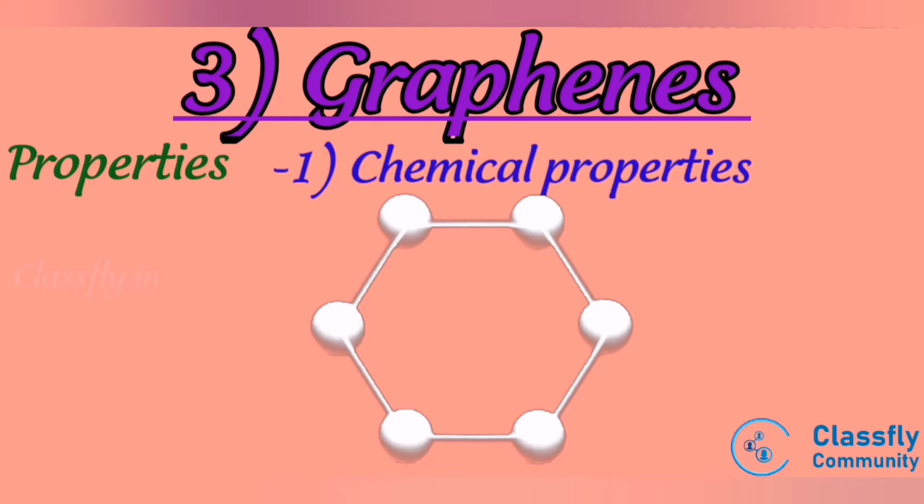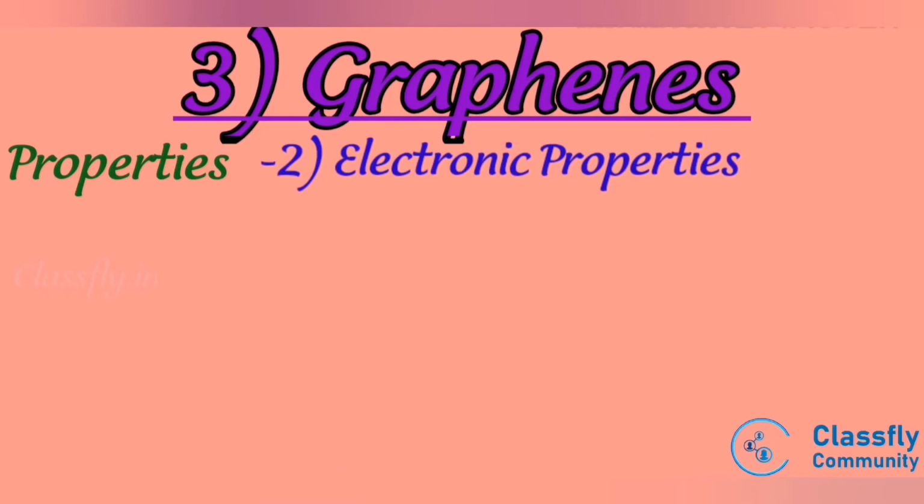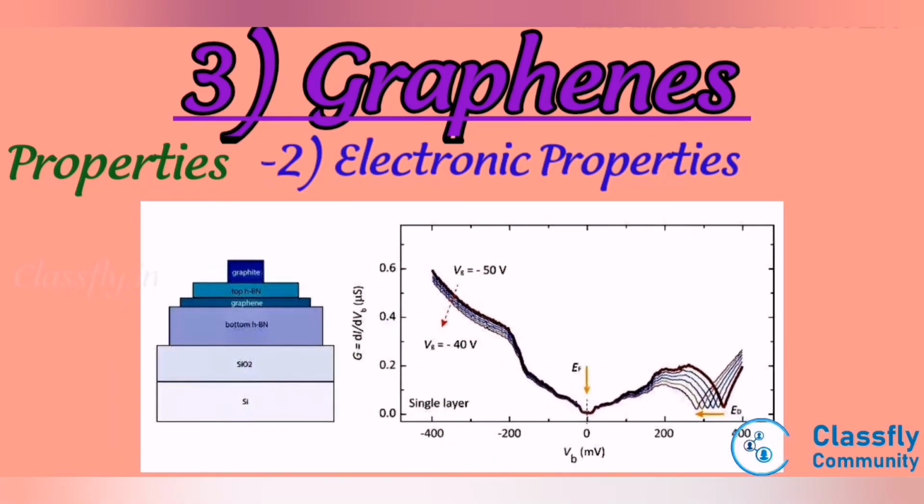It is the only form of carbon in which each single atom is exposed for chemical reaction from two sides. Carbon atoms at the edge of the graphene sheet have special chemical reactivity. Graphene burns at very low temperature. Second one is electronic properties. It is a zero overlap semi-metal with very high electrical conductivity. Electrons are able to flow through graphene more easily than through even copper.